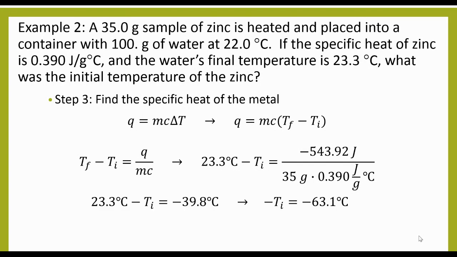Now if I go ahead and solve the right hand of my equation, I end up getting a value of negative 39.8 degrees Celsius. If I go ahead and finish up my algebra, I'm going to subtract that 23.3 degrees Celsius from both sides. That gives me a negative initial temperature is equal to negative 63.1. I go ahead and then divide both sides by negative 1 or multiply by negative 1. I get 63.1 degrees Celsius. So the algebra is a little yuckier for this one, but we can still go ahead and solve for that.